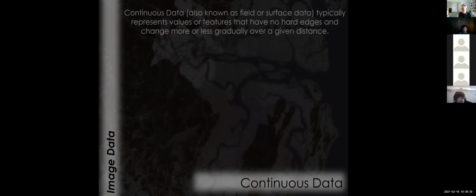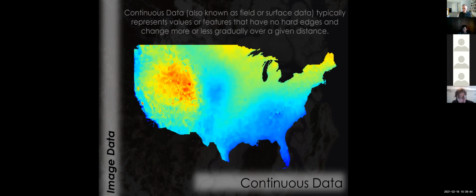The second and more common type of data that we use in GIS is known as continuous data. That's also known as field or surface data. And that typically represents values or features that don't have hard edges and that change more or less gradually over a given distance. So this is an example of what continuous data looks like.